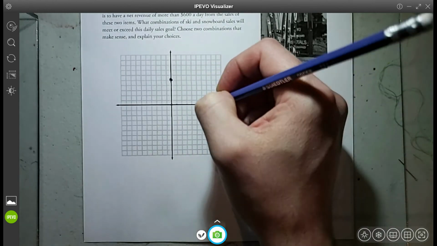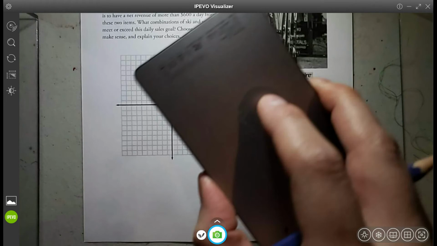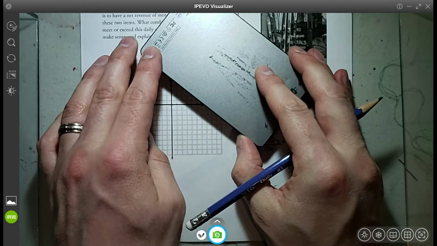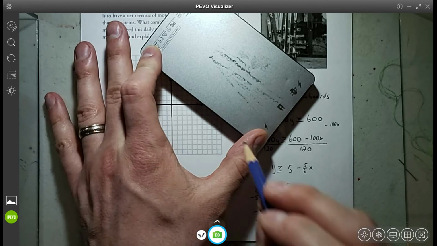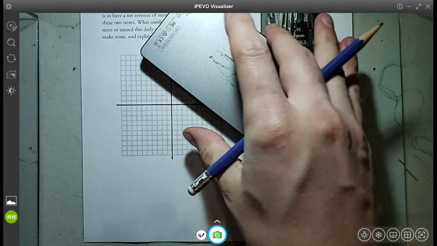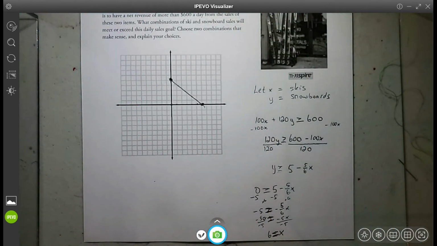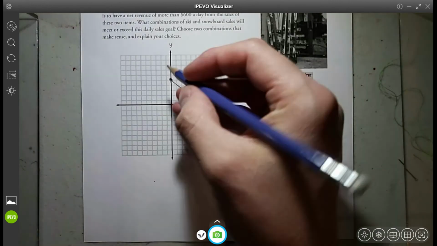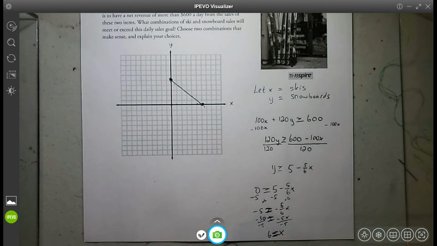So grab our ruler, and because we have a solid line under our inequality, we can draw a solid line. Now, because it's an inequality, and we know that we can't sell negative skis or snowboards, we cannot have anything in the negatives. And also because it's a real life example, we will have to stipple, we'll have to put in the dots.